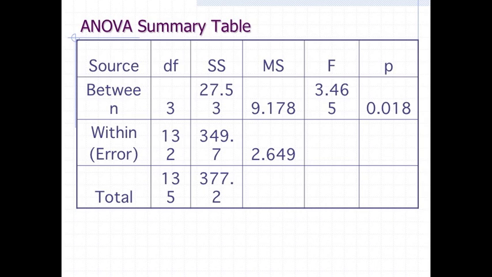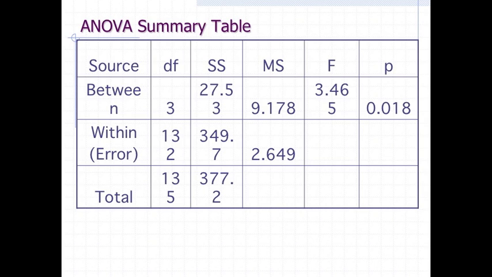The analysis of variance summary table is a convenient way to summarize the partitioning of the variance. The first column shows the source of variation. The second column shows the degrees of freedom. The third shows the sums of squares, and the fourth shows the mean squares. The fifth shows the F ratio, and the last shows the probability value.